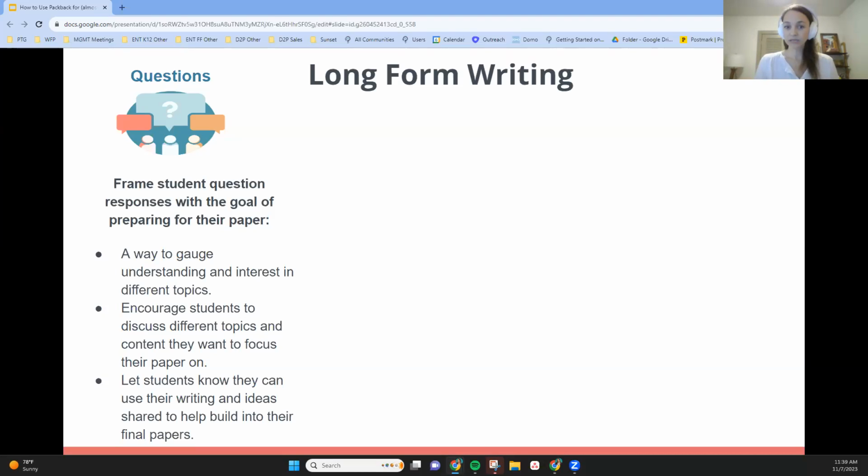So it could be that what you're having them do here is just talk about what's in class. It could also be that you're encouraging students to discuss different topics that they want for their paper. It could be something along those lines. So both pieces here could be valuable, where you have them discussing content, or you have them preparing for that end of term paper or more of a summative assignment that you're looking for.